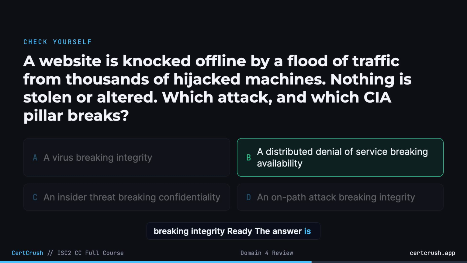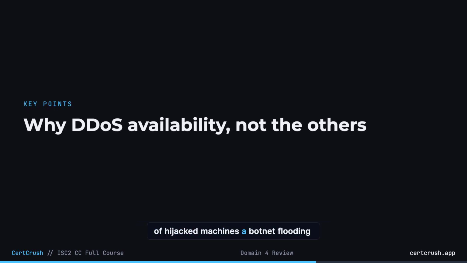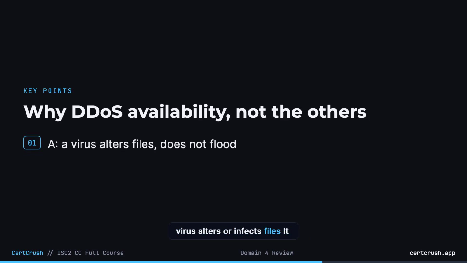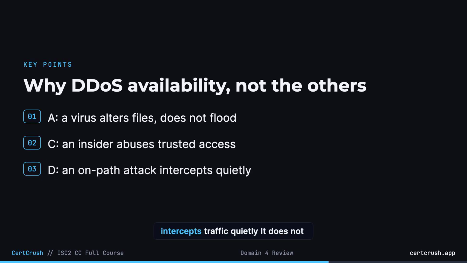Ready? The answer is B. A distributed denial of service, breaking availability. Here is why. Thousands of hijacked machines, a botnet, flooding a service until real users cannot get through is a distributed denial of service, and it takes down availability. A is wrong because a virus alters or infects files. It does not flood traffic. C is wrong because an insider abuses trusted access, and nothing here points to an employee. D is wrong because an on-path attack intercepts traffic quietly. It does not knock a site offline. Denial of service steals nothing and changes nothing. It just takes availability down.